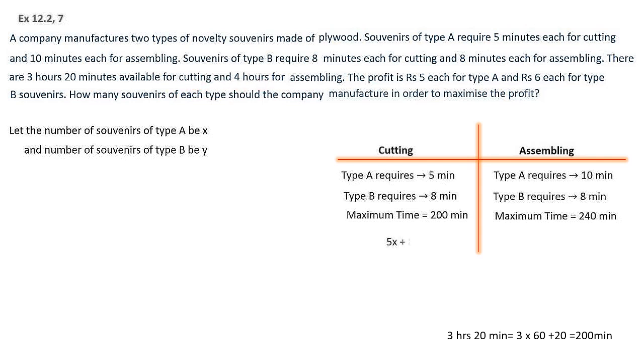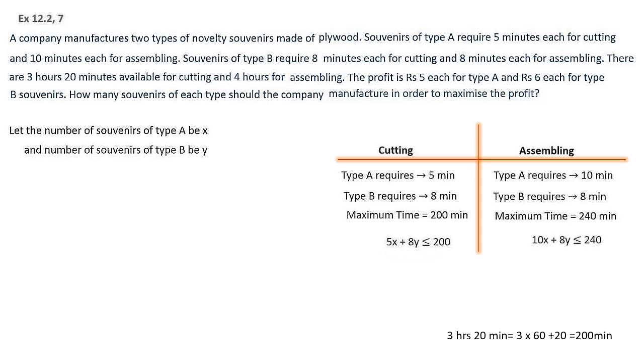The rest of the calculation you can do mentally. It's not a problem. Then let's write the inequality: 5x plus 8y. Here 5 into x, the number of souvenirs of type A, and 8 into y, the number of souvenirs of type B. The total time availability is maximum 3 hours 20 minutes, that is 200 minutes. So it should not be more than 200 minutes, so we put less than or equal to. So 5x plus 8y is less than or equal to 200.